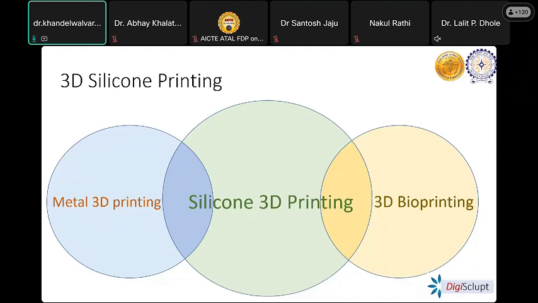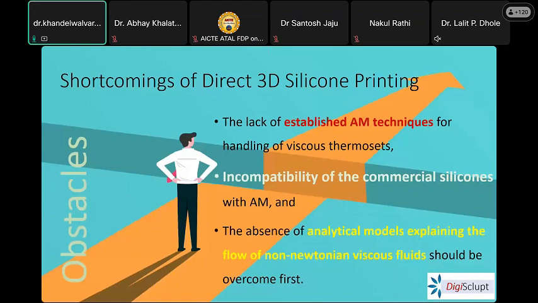additive manufacturing process: there is a lack of established additive manufacturing technique and handling of such viscous thermoset material. Silicone as a material is a non-Newtonian viscous fluid, so it behaves differently under pressure. This is the main challenge while working with silicone for 3D printing. Also, the commercially available silicones in the market are not very compatible with the existing additive manufacturing techniques. So this shortcoming needs to be addressed before directly 3D printing the silicone material.